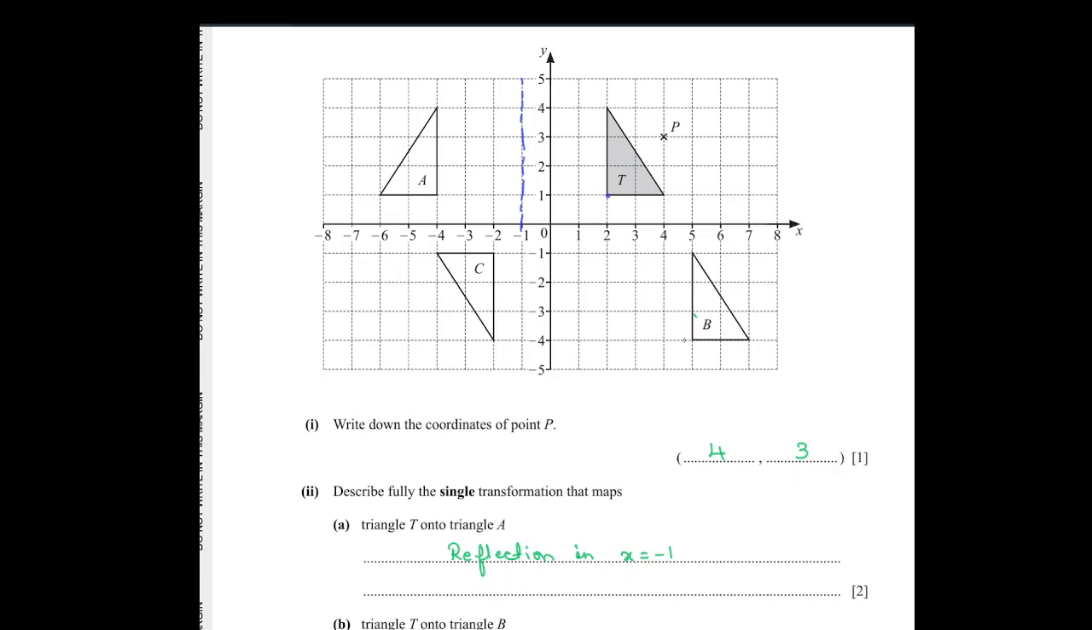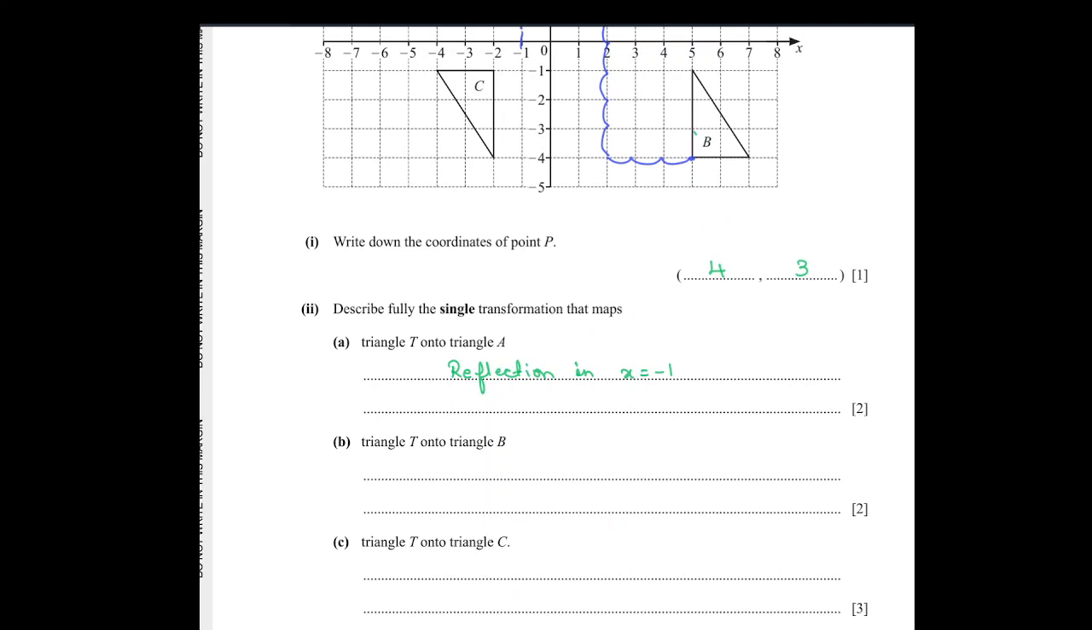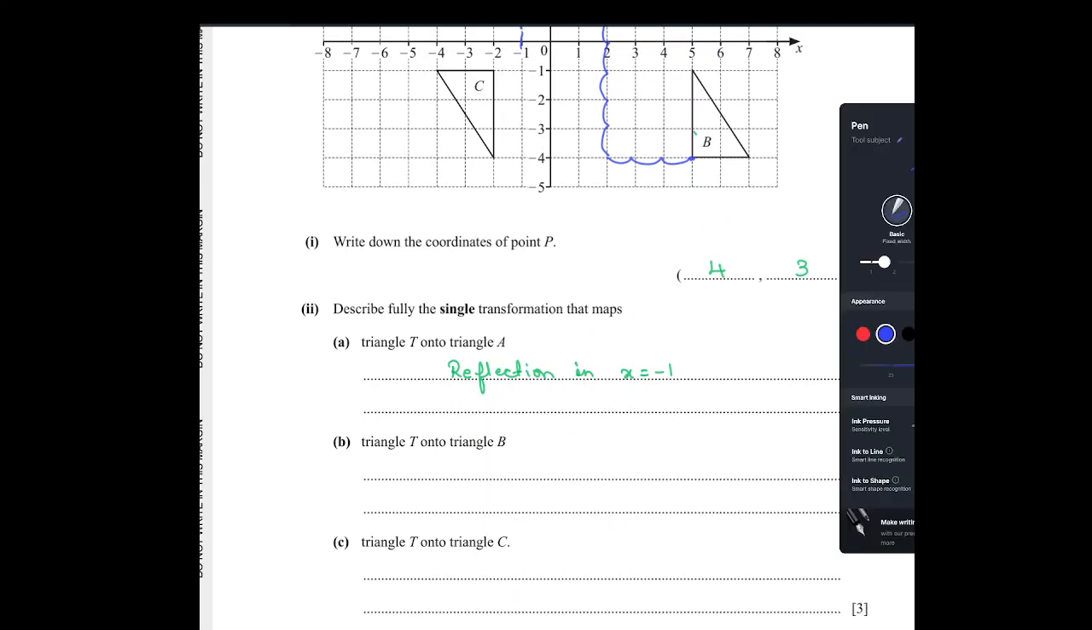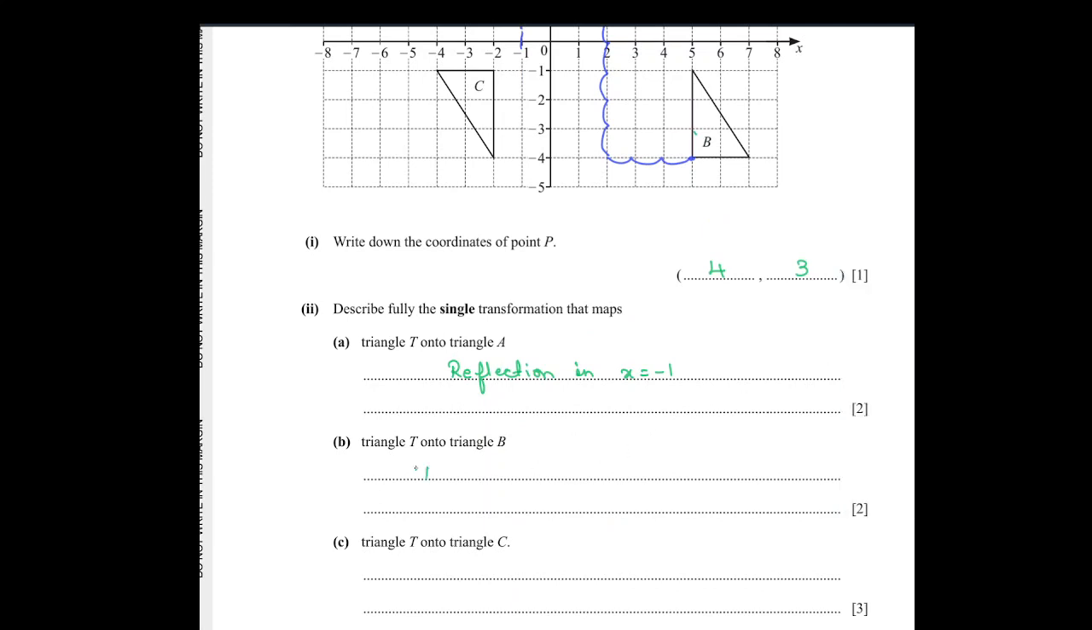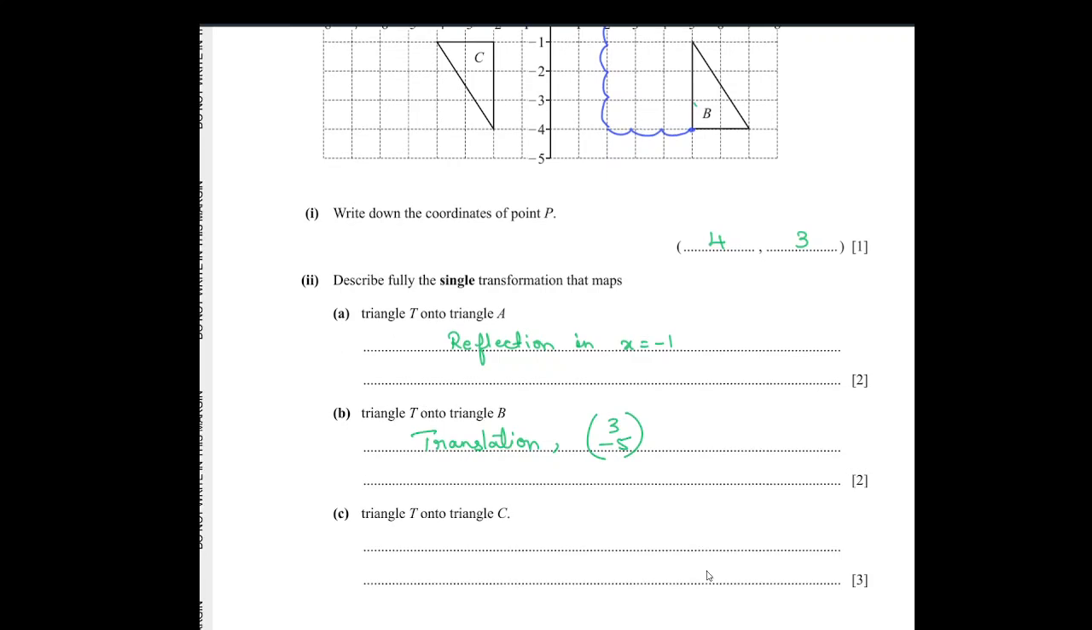We'll take this coordinate, the vertices. 1 2 3 4 5 boxes down, 1 2 3 boxes right. So 3 and minus 5. That will be the translation. 3, minus 5. So this is also done.